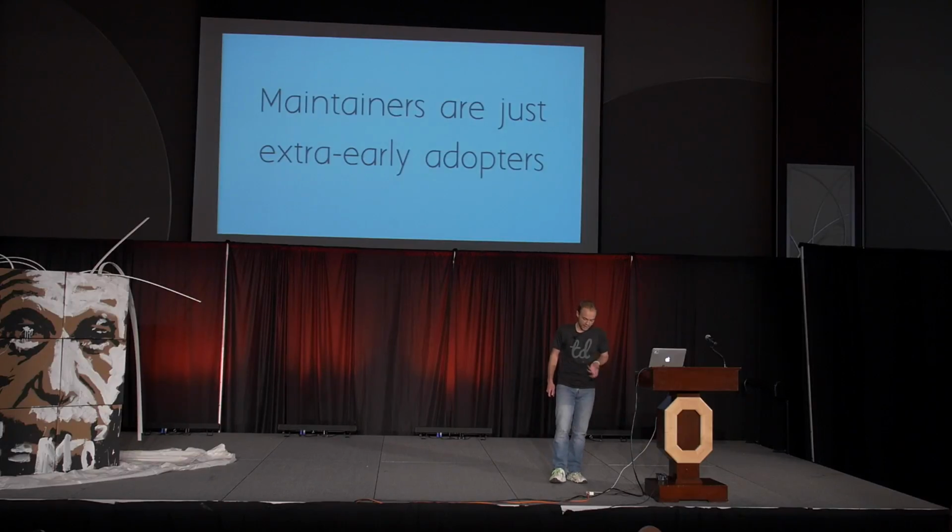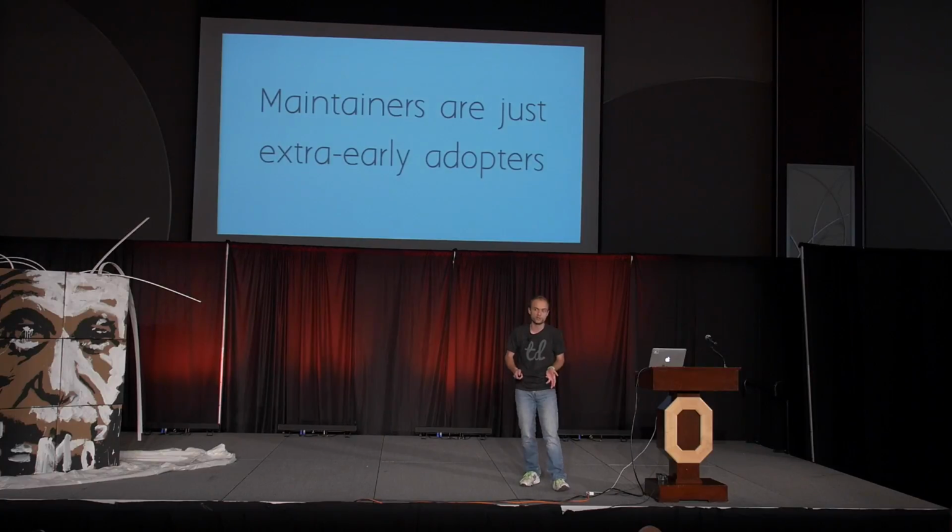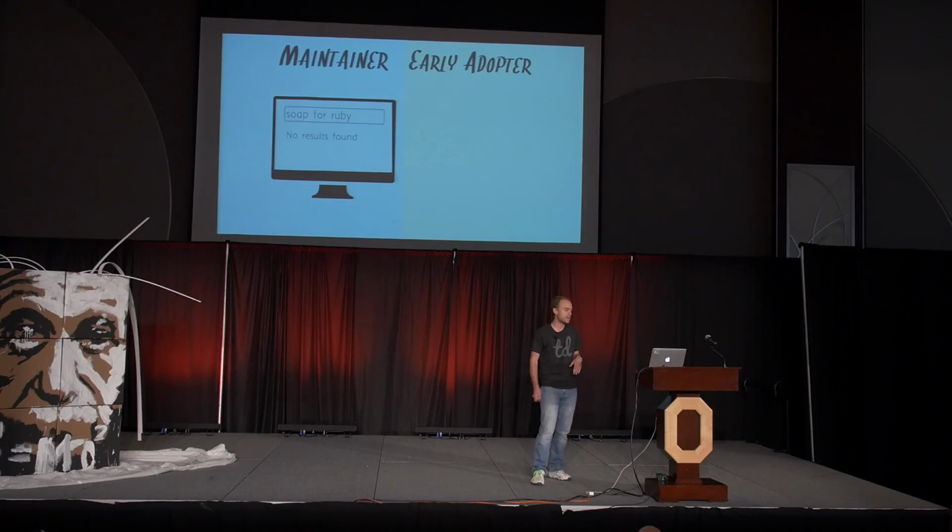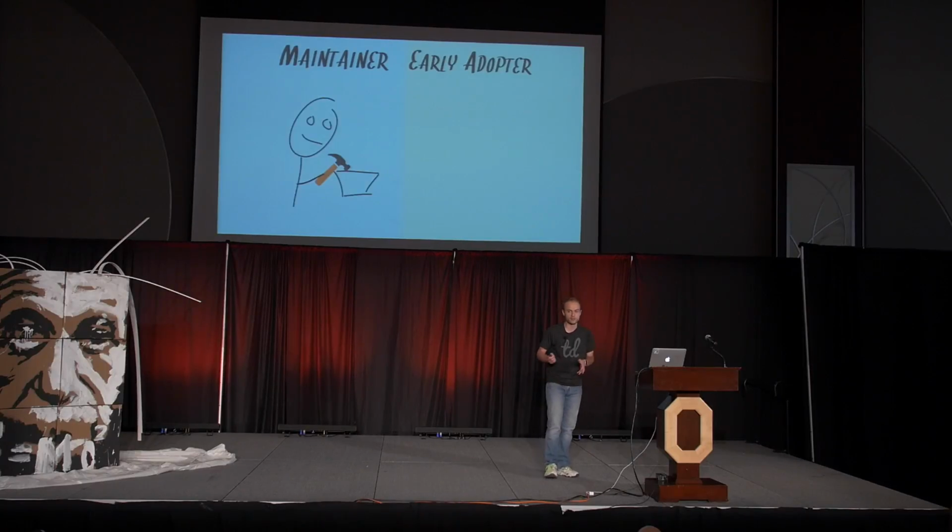In fact, the way that I look at maintainers, how most people become open source maintainers is they're just super duper early adopters. How it happens is that a maintainer just goes and Googles for a thing that they want. So maybe it's like, hey, I need SOAP for Ruby. And then they find no results found, so they turn around and they think, well, that can't be that hard. I'll go build a quick thing for myself and just default to push it up on GitHub, share it with other people.